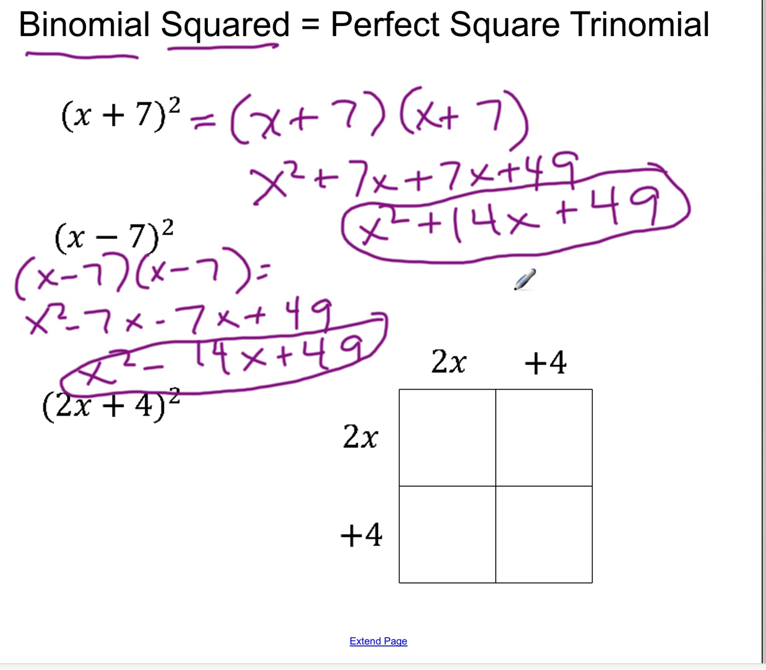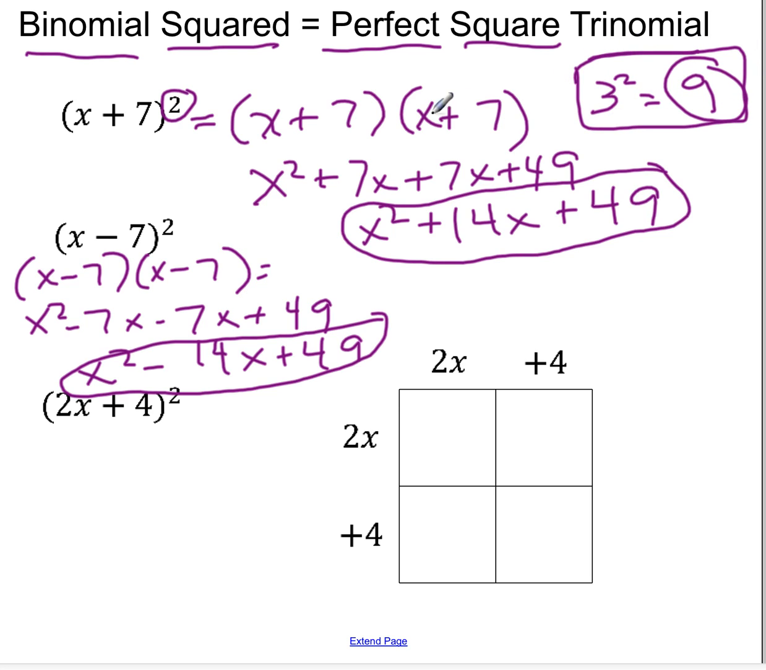Okay? So these two circled things are called perfect square trinomials. They're trinomials, right? And they are a perfect square because I squared a binomial. Just like if you had 3 squared, it equals 9, right? So 9 is what they call a perfect square, right? Same idea. Okay, last one here.